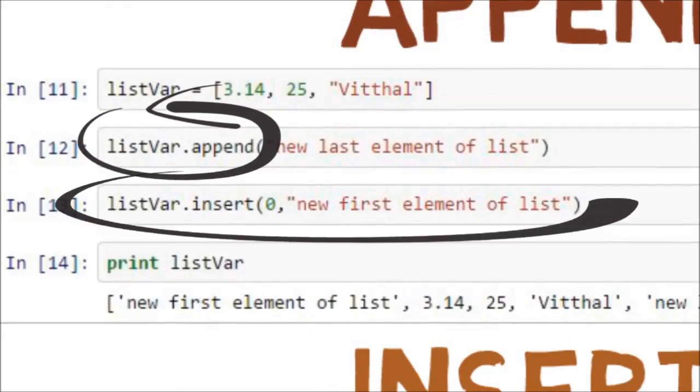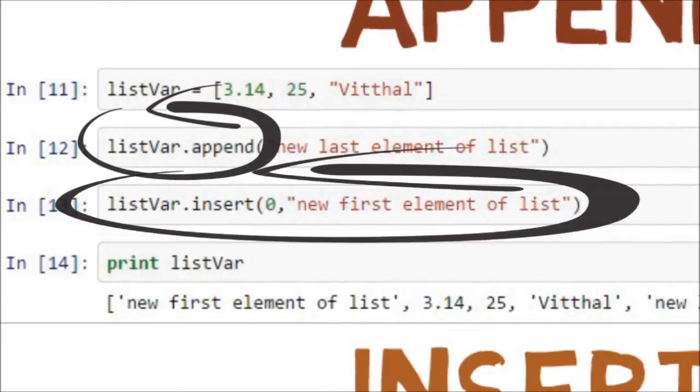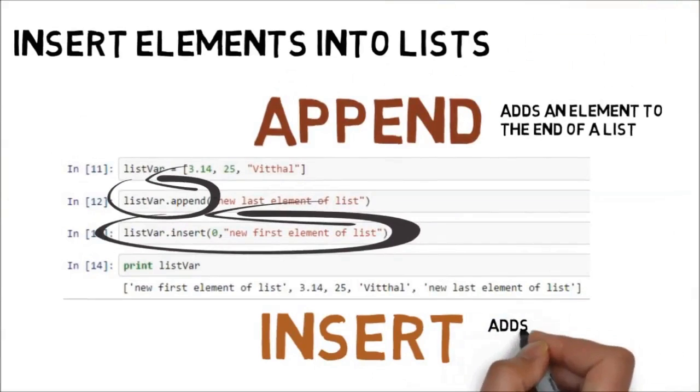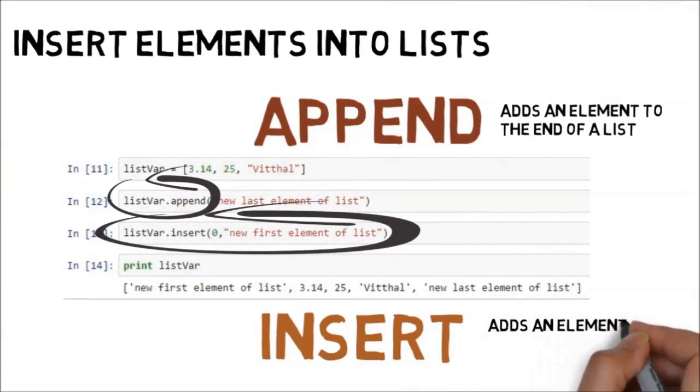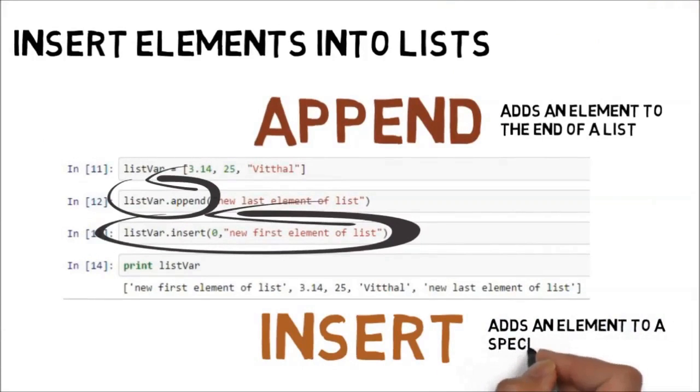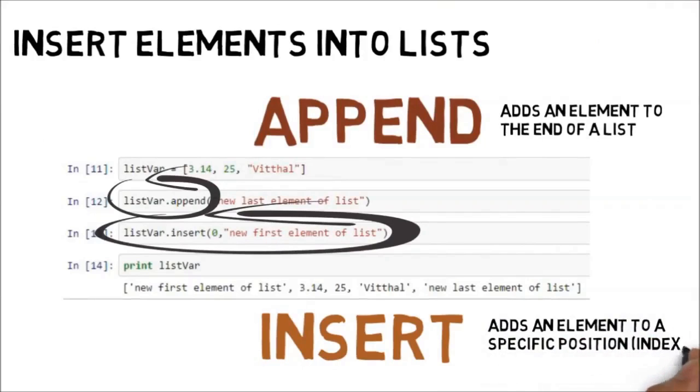Insert is a way to add an element at a specific position in the list. So if you say list_var.insert 0, comma new first element of list, it will add this string new first element of list at the first position in the list.